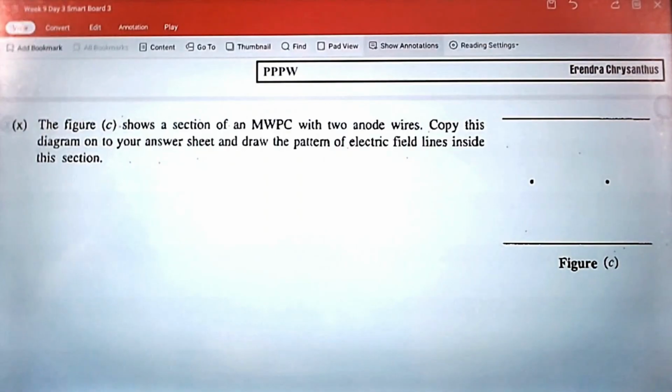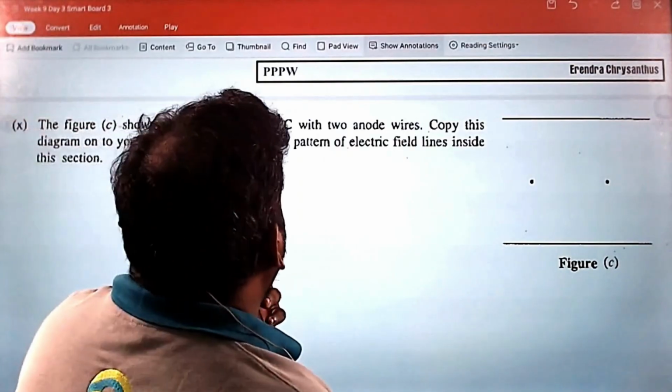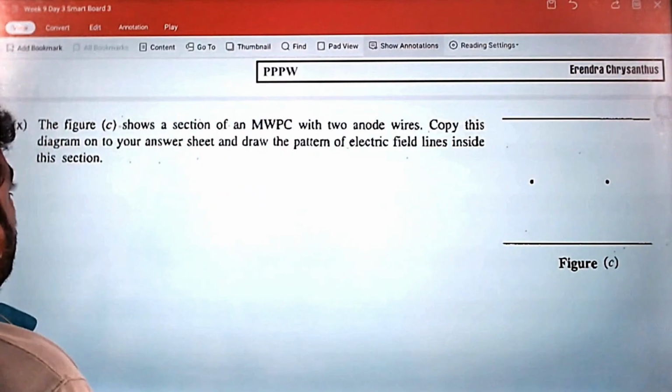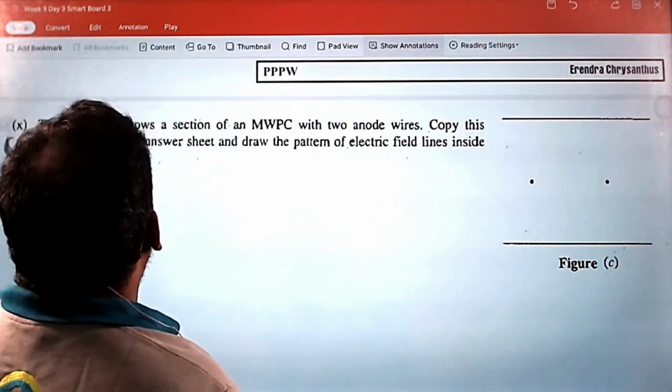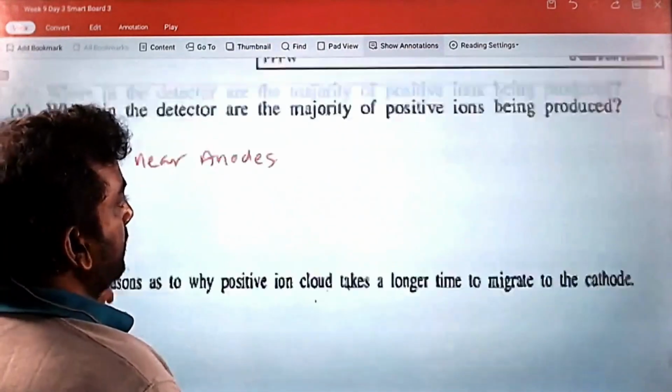Figure C shows a section of an MWPC with two anode wires. Copy this diagram to your sheet and draw the pattern of the electric field inside this section.